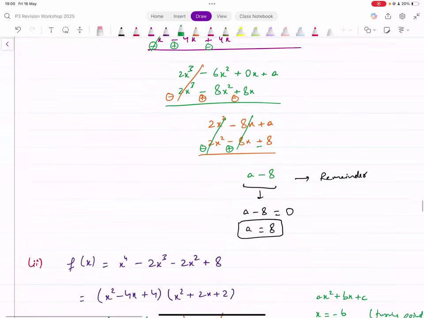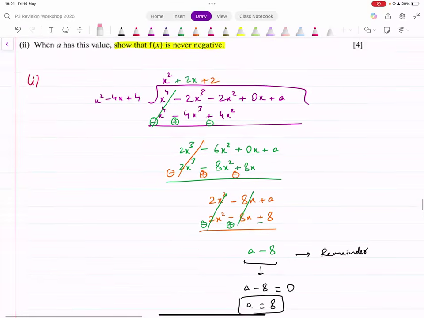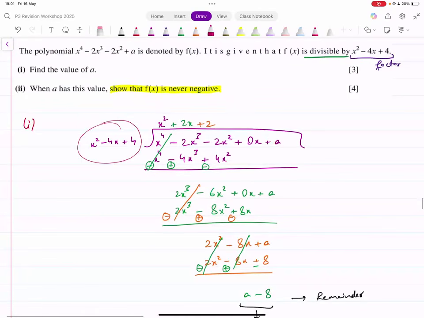This is the polynomial that we've got. Now it's a quartic polynomial, power 4 polynomial. We don't really know much about these polynomials, power 4 functions. So what we want to do first is break them down into smaller polynomials so that we can understand them better. We've already done the division process in the first part. We were given one factor, x squared minus 4x plus 4, and the other factor we got in the quotient there. So these are the two factors that we've got.